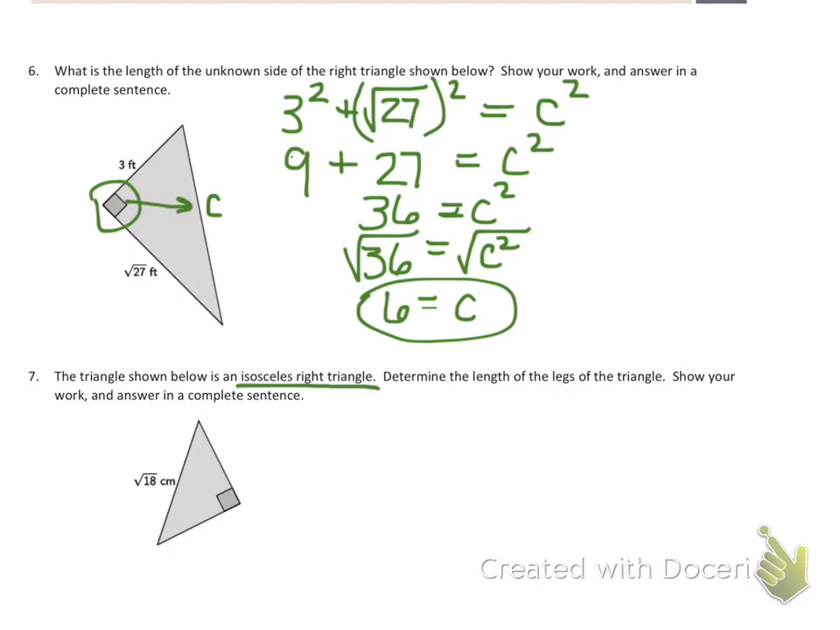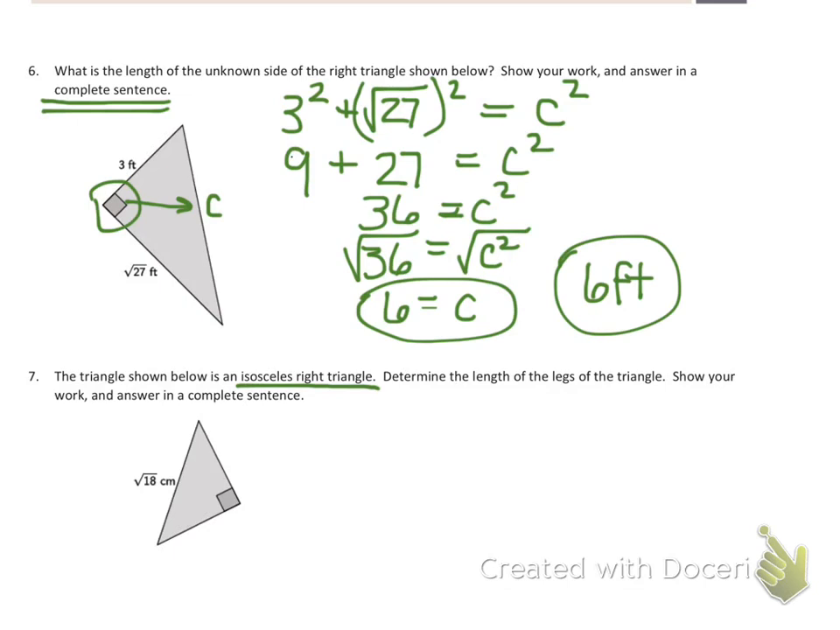And your complete sentence answer would be the length of the hypotenuse of this right triangle is 6, and let's see, our units are feet, so we would want to include units there. The hypotenuse is 6 feet. Okay, I didn't write out the complete sentence, but you should have.